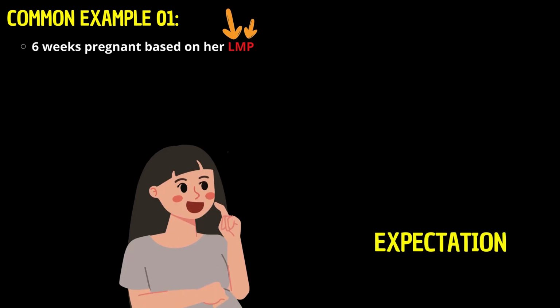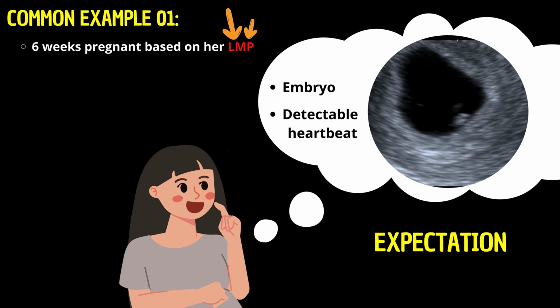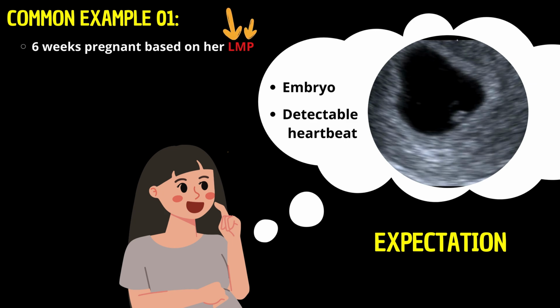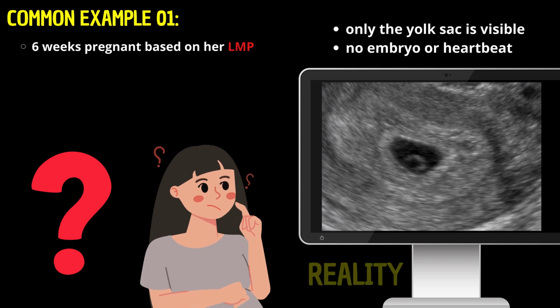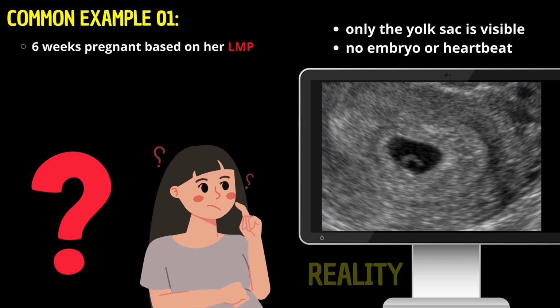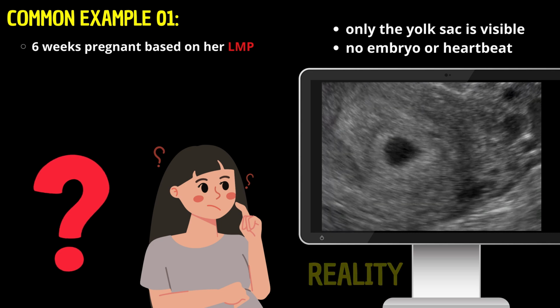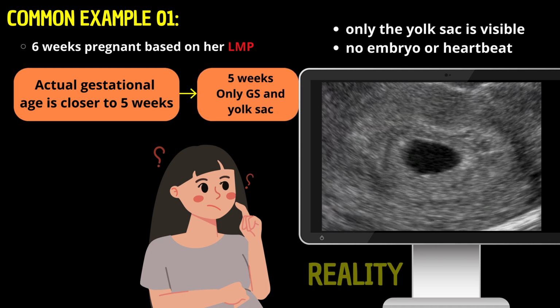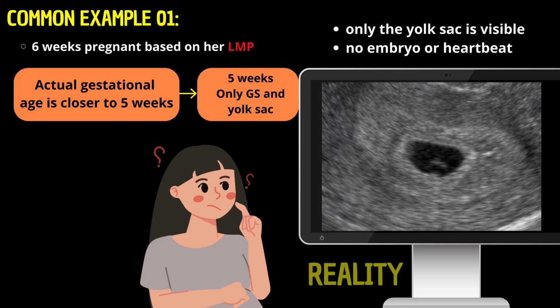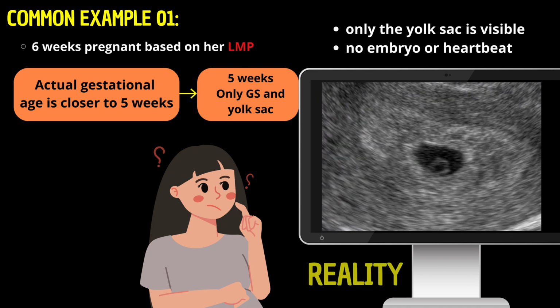First common example. Imagine a mother who believes she is 6 weeks pregnant based on her LMP. At this stage, we would normally expect to see an embryo with a detectable heartbeat on the ultrasound. However, during the ultrasound, only the yolk sac is visible with no embryo or heartbeat. This could happen because her actual gestational age is closer to 5 weeks. At 5 weeks, it is typical to see just the gestational sac and yolk sac, as the embryo might still be too small to detect a heartbeat.